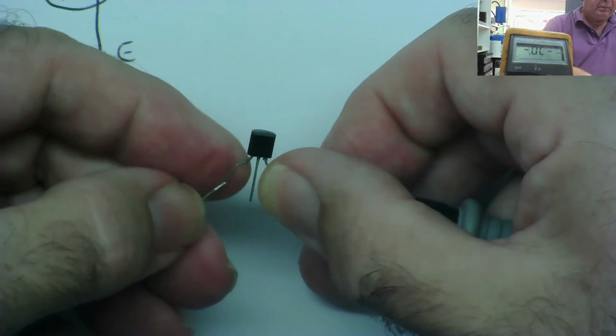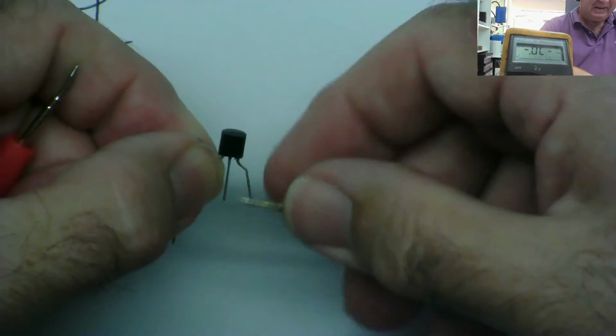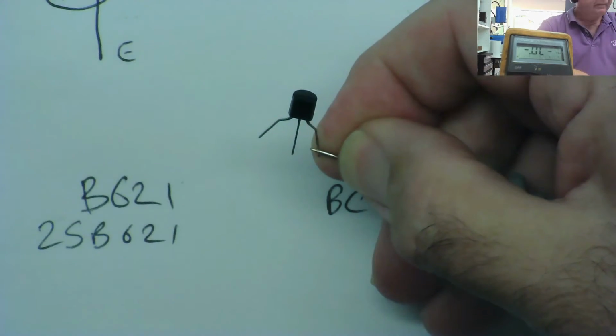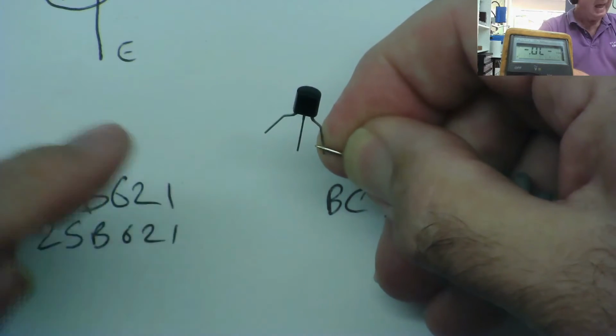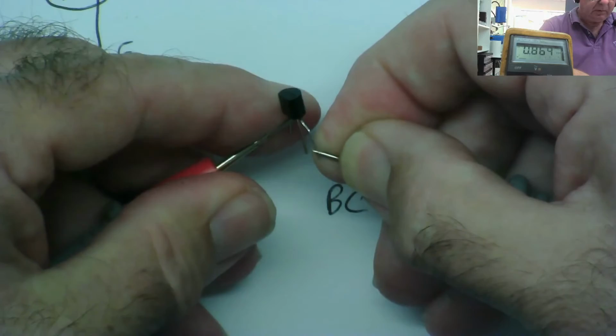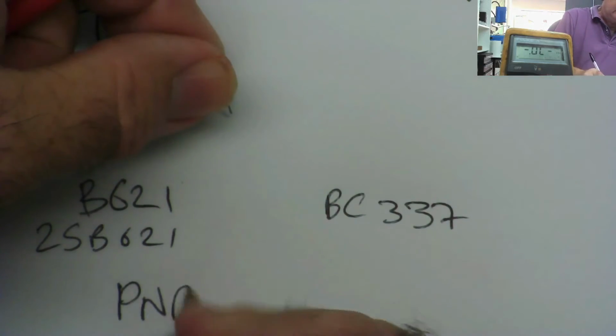So from this left-hand one, we've got a connection to the other two with a diode junction. And this left-hand one is negative, yeah? Negative. Yeah, PNP, N is the base, negative. So this almost certainly is a PNP transistor.